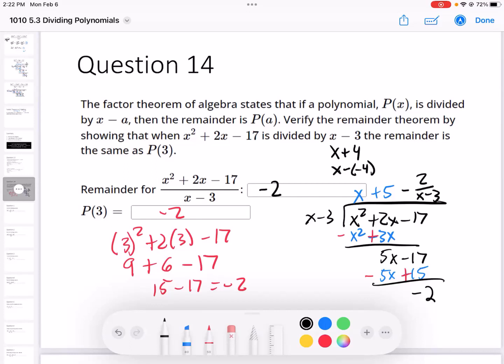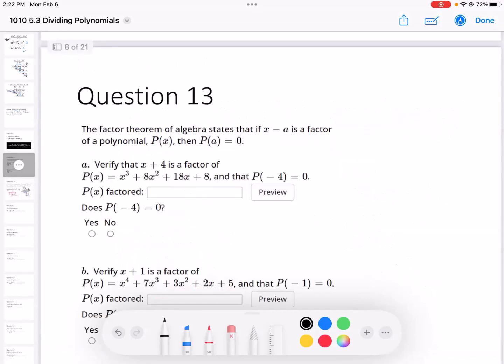Question 13 on your homework also has to do with this theorem. But they asked you to factor a polynomial, and we haven't talked about how to factor them yet. So if you know how to factor polynomials, you can do this problem. But if you look at your homework, it's crossed off because I withdrew that question from the assignment, so you don't have to do it. But this is also related to the factor theorem.